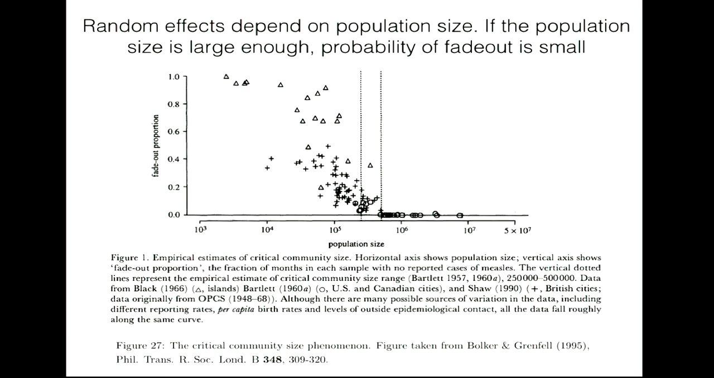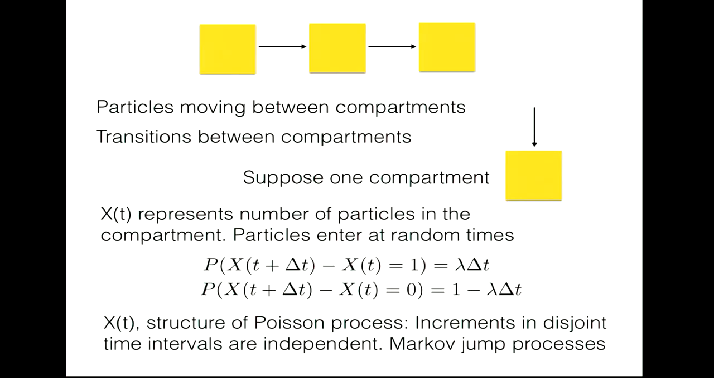So let's begin to discuss stochastic effects and look at a little bit of the mathematics behind that and what determines it. As I said, we're going to think about compartments. So imagine you have particles that transition between compartments. Think of just one compartment. So x of t, for example, we're not talking about the SIR model anymore, you could think of as representing the number of particles in that particular compartment, and particles enter at random times. The rule is the probability, in a time delta t, of the number of particles in that box changing by 1 is some lambda times delta t.